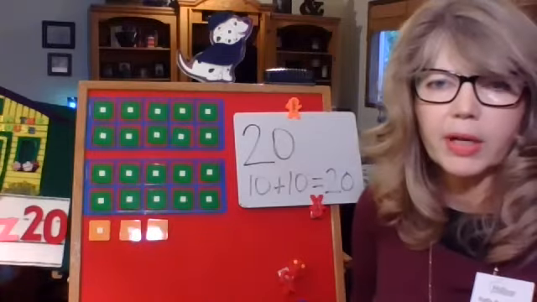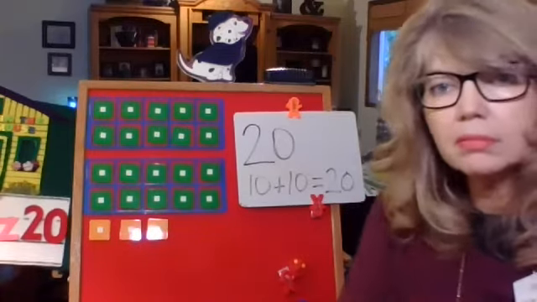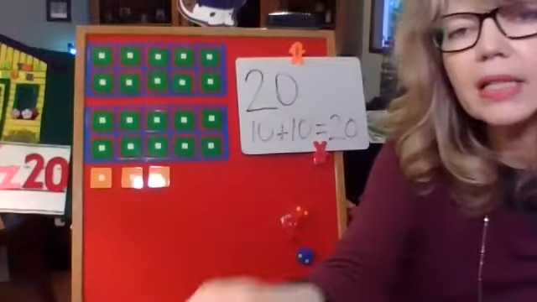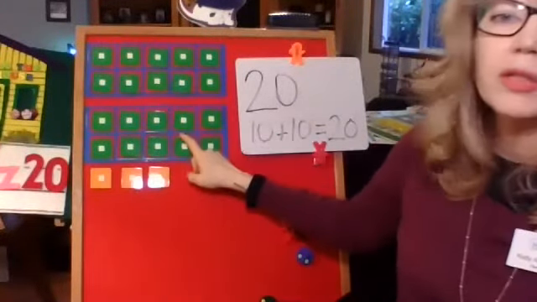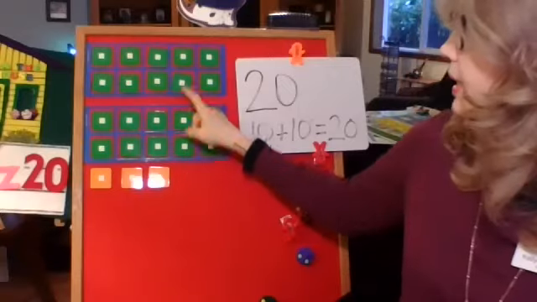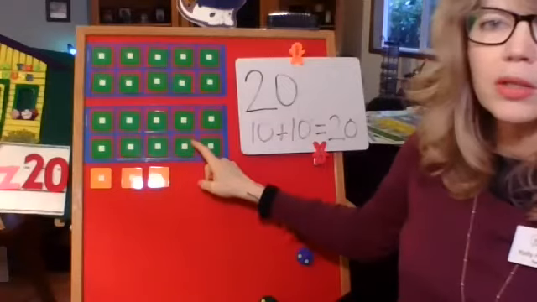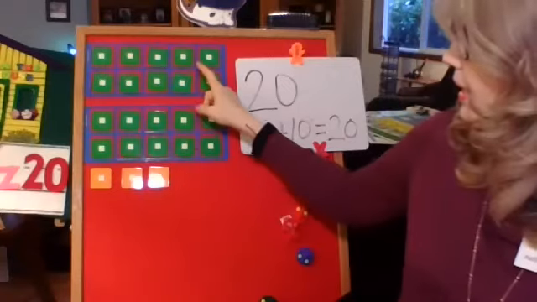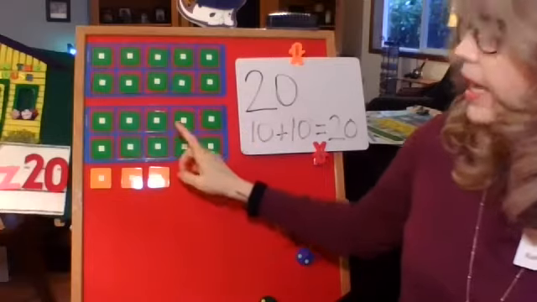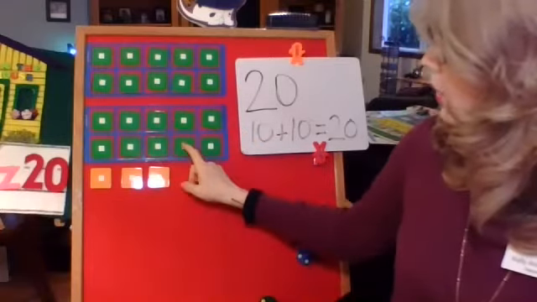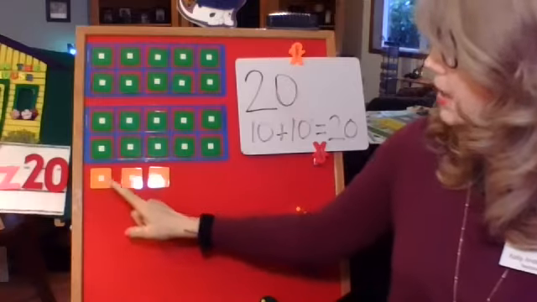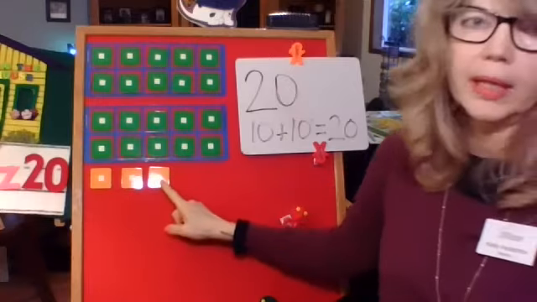Now, what number do I have? Can you tell? Well, we look at our 10 sets. We look right here and we see 1 10 set, 2 10 sets. So I see 10, 20, and then I count on from my 10s. 10, 20, 21, 22, 23.